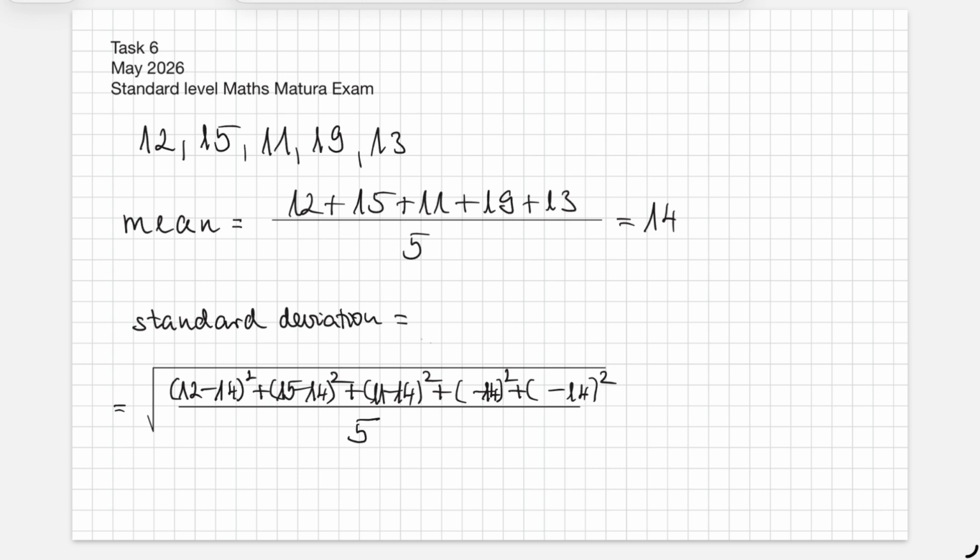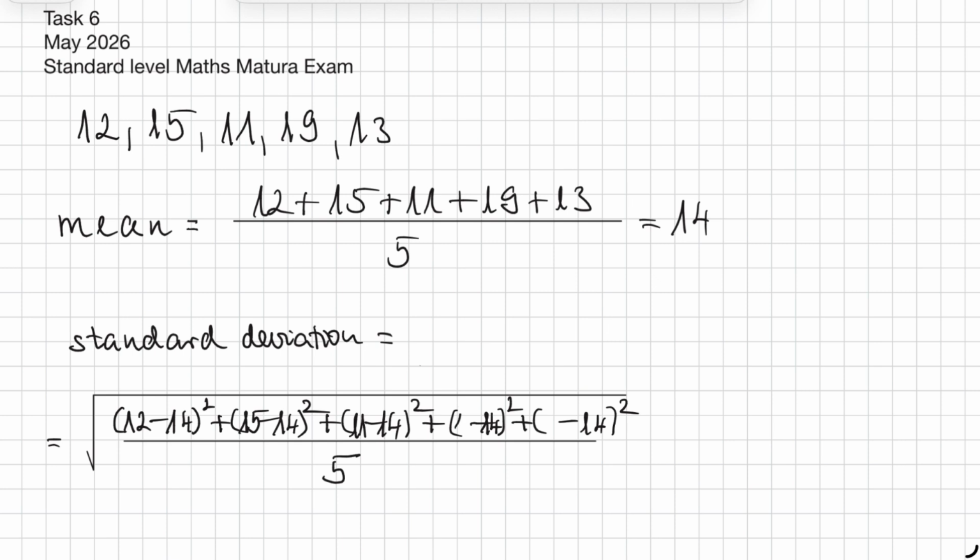So we substitute 12, 15, 11, 19, and 13. And if we calculate them one by one, the brackets I mean, then we will see -2 in the first bracket, and if we square that, it's a 4. Then we have a 1, and that squared is a 1. Then we have a -3, and if we square that, we get a 9. Then we have a 5. If we square that, we have a 25. Then we have a -1. If we square that, we have a 1.